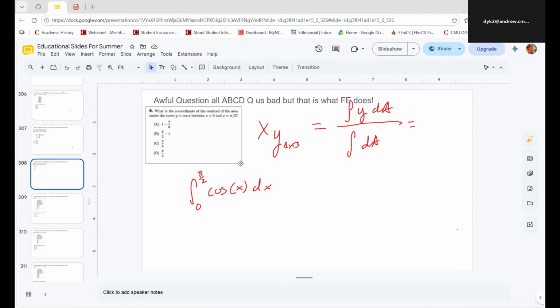is equal to A, right? That's the area, right? So on the top, wait, I think this is wrong. My apologies. I think this is actually x.